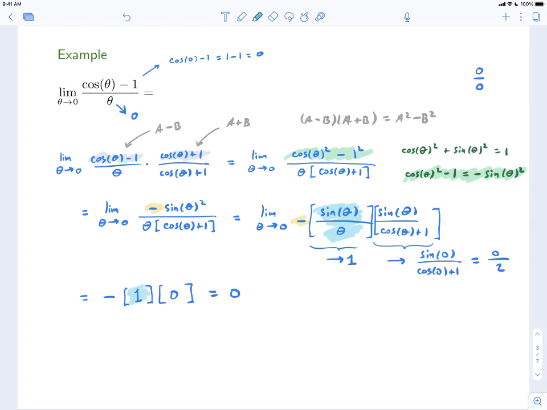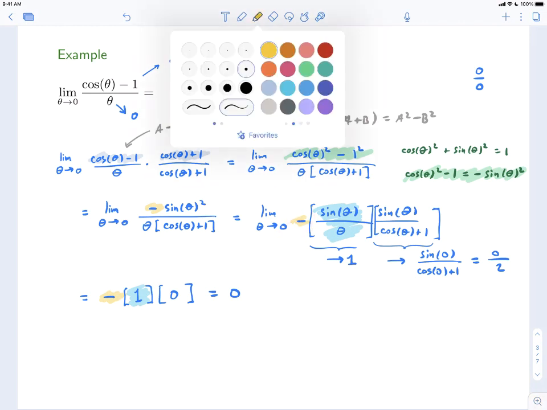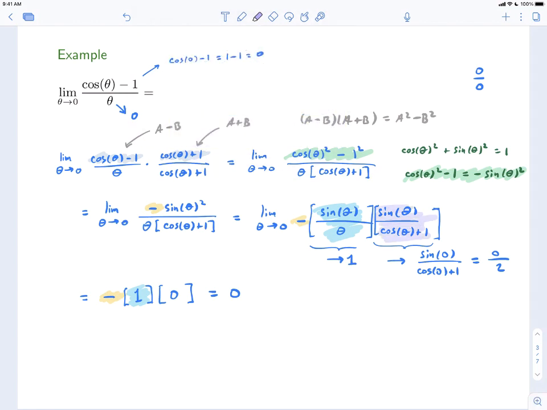So this 1 belongs to this sine of theta over theta, and this minus sign here belongs to this minus sign, and then we just have this remaining term right here, and that goes to 0, so that's this one. So what we have is that the limit, therefore, as theta goes to 0 of cosine of theta minus 1 divided by theta is equal to 0.